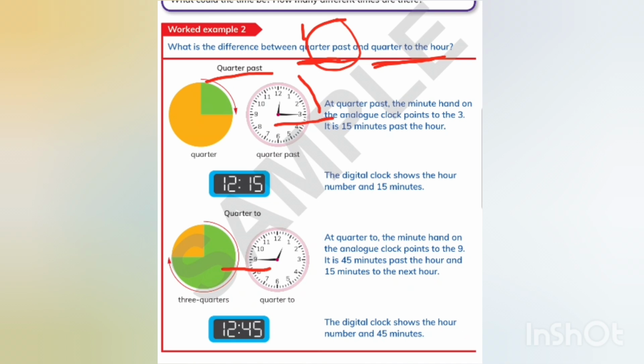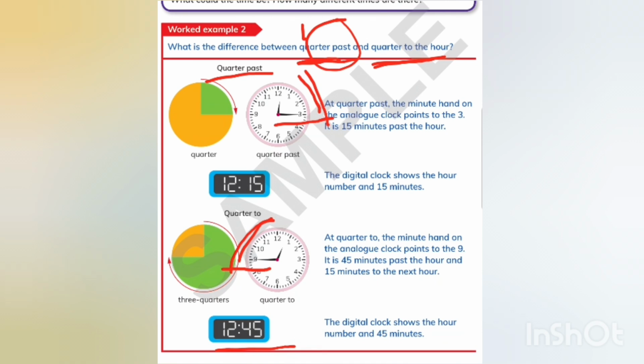And if the big needle is on 9, it means quarter to, meaning 15 minutes are going to be completed. It is not completed, it is going to be completed. Understand? If it is 12:15, it means quarter past 12, meaning 12 o'clock and 15 minutes have passed. Understand? If it is 12:45, it means quarter to.